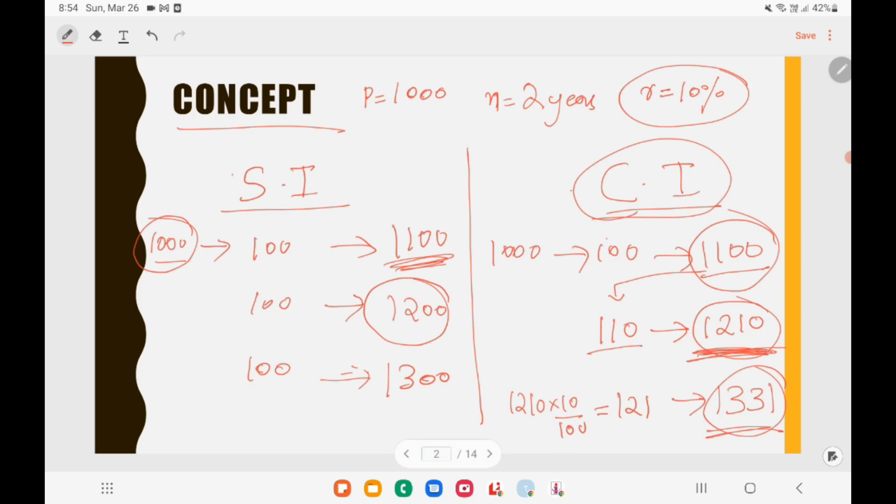So if you are depositing the same amount of money at the same interest rate for the same number of years, you will get more amount if you deposit the amount in compound interest. So this is the concept of simple interest and compound interest. You need to understand this concept very well before moving further in this class.